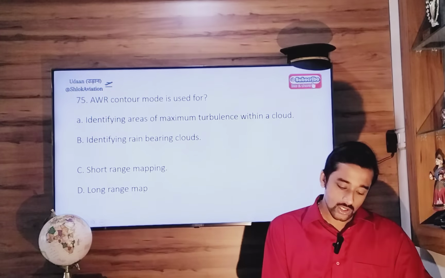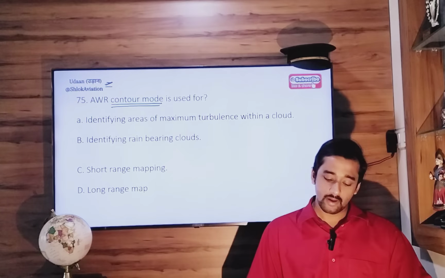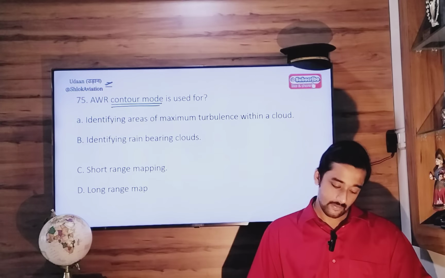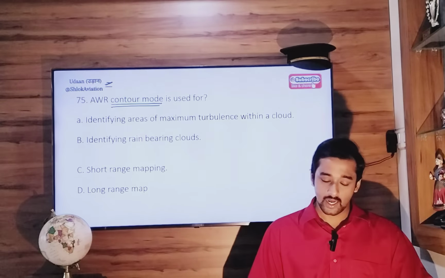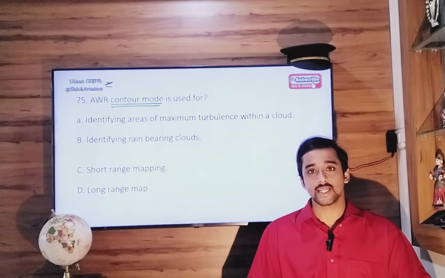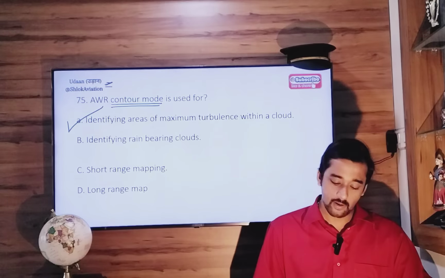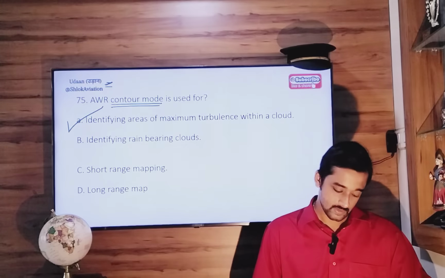Airborne weather radar contour mode is used for what? Identifying areas of maximum turbulence within a cloud, identifying rain bearing clouds, short range mapping, long range mapping. So contour mode is nothing but your weather mode. So it indicates areas of maximum turbulence within a cloud.